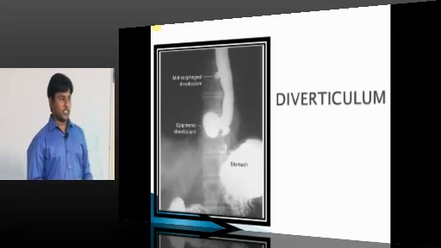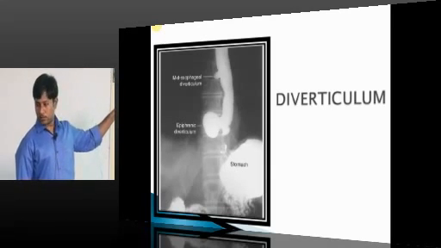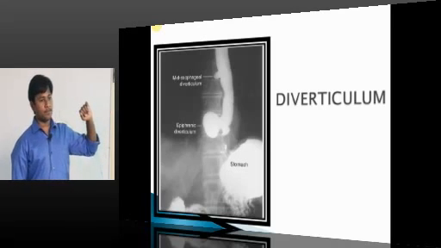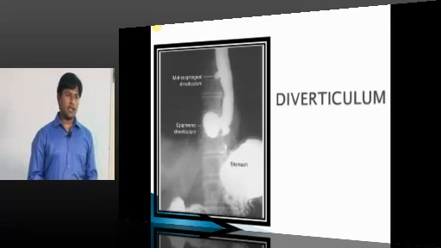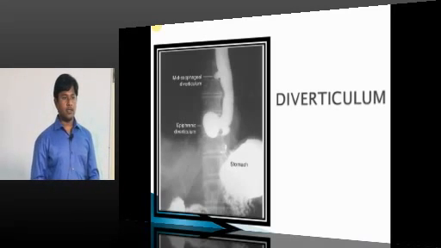Okay, pictures very clear, speaks for itself. The mid-esophageal diverticulum and the epiphrenic diverticulum. Okay, the same thing again, epiphrenic diverticulum also. The most common cause is motility disorder.